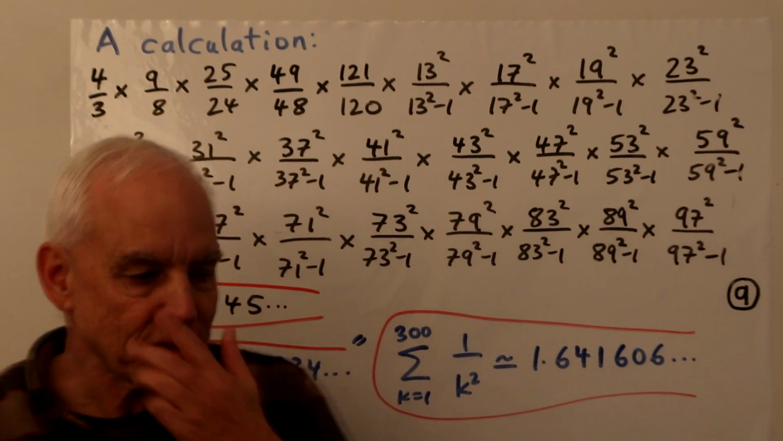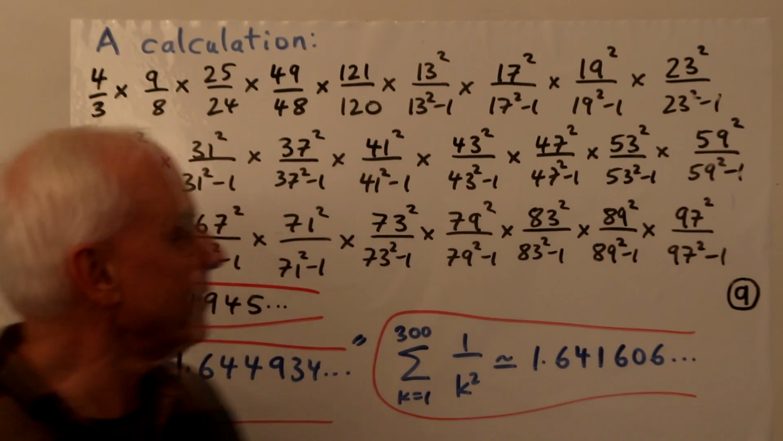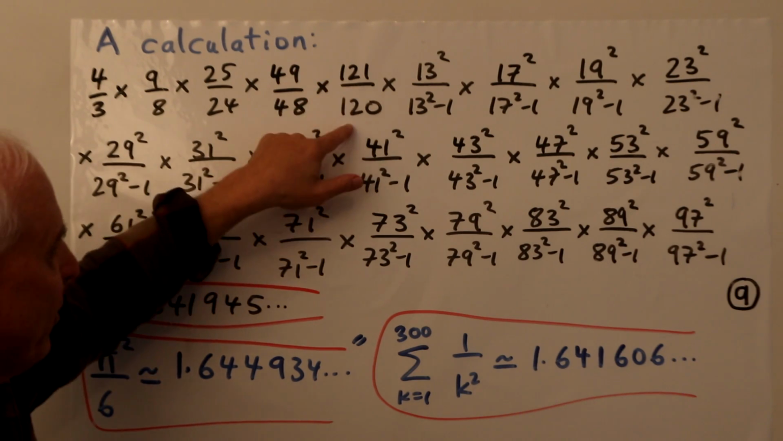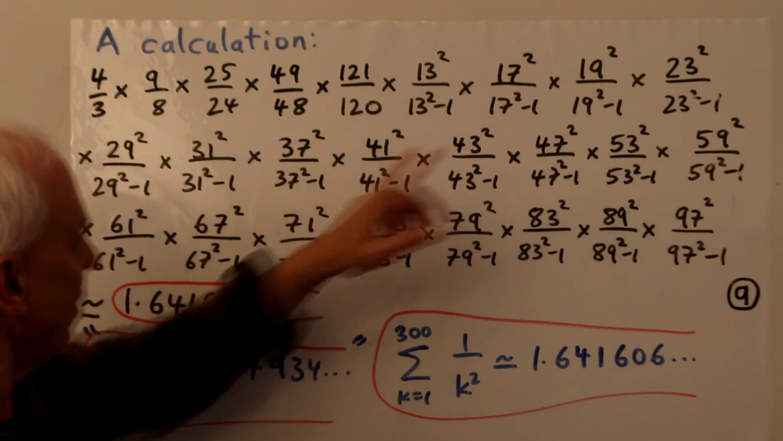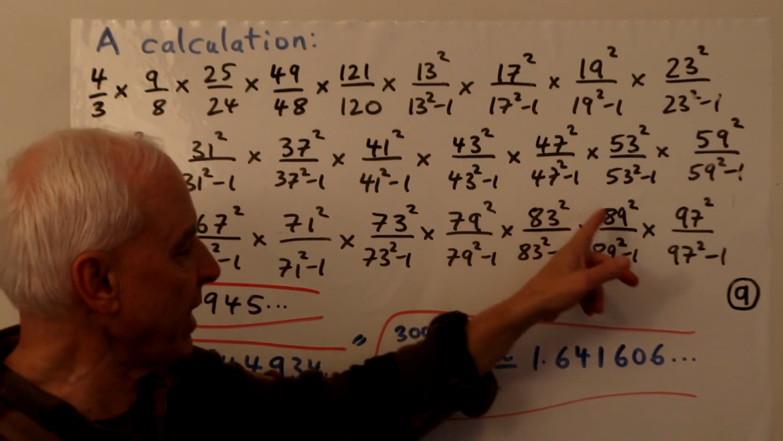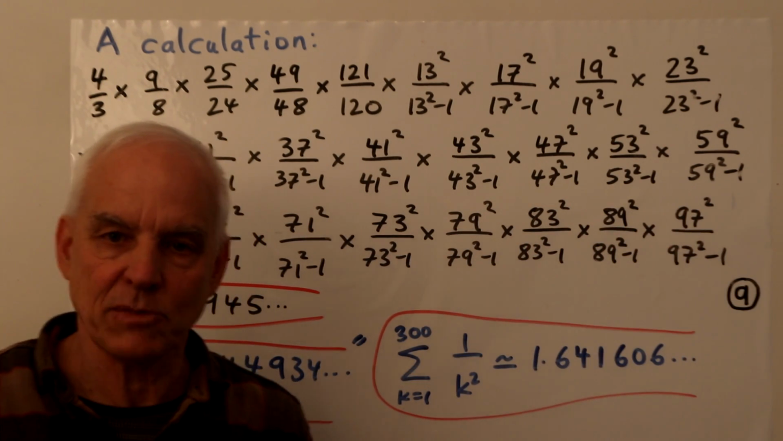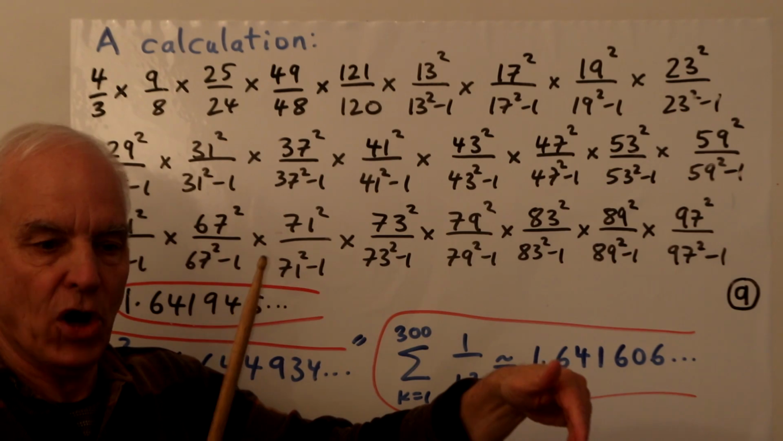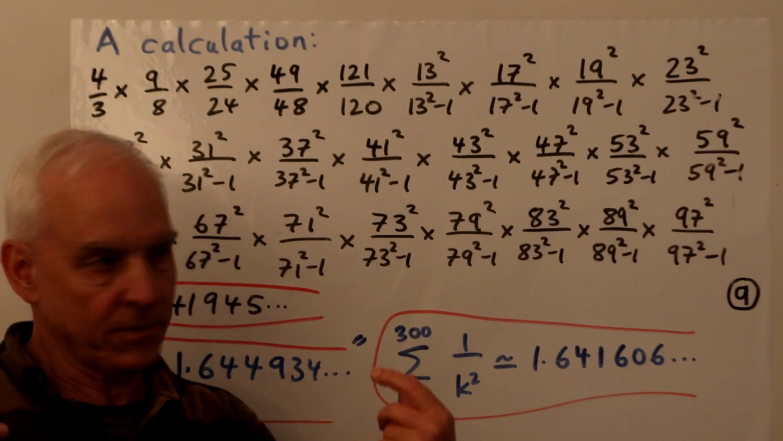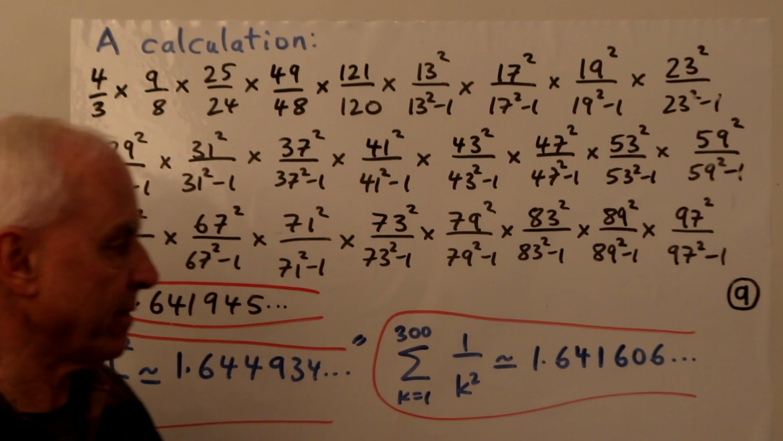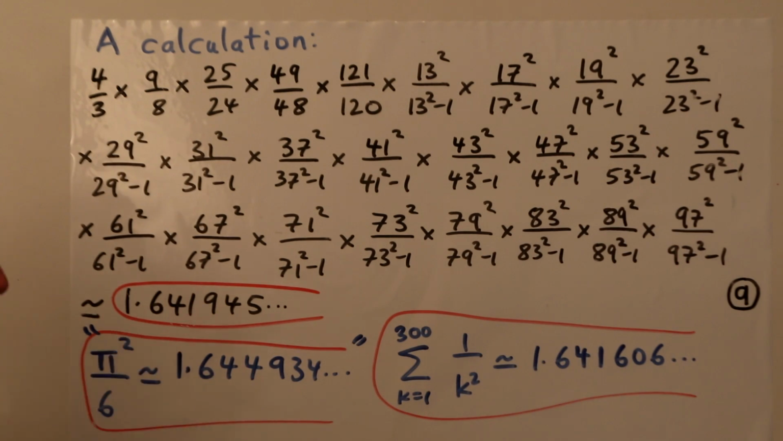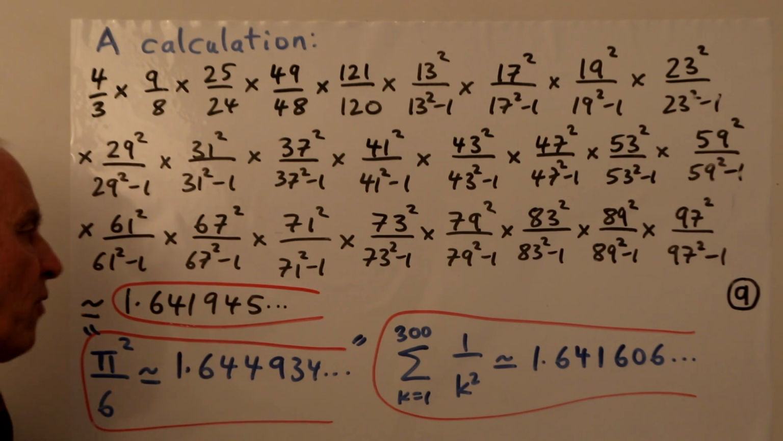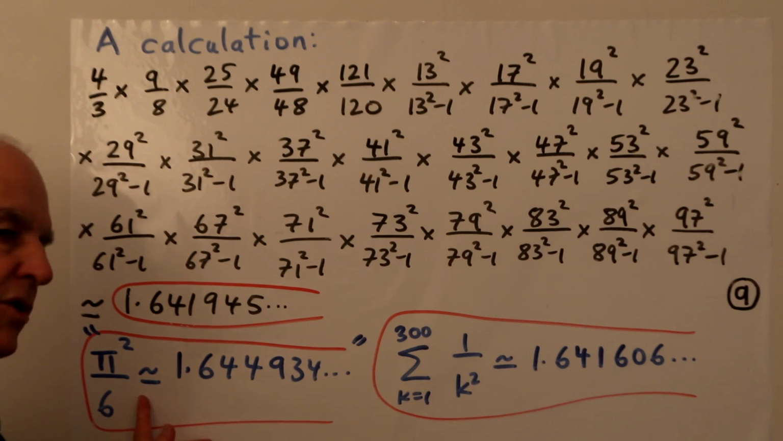Okay? Let's choose the primes up to 100. So 2 squared, 3 squared, 5 squared, 7 squared, and all the numbers less than those. 11 squared, 13 squared, 17 squared, all the way up to 79 squared, 83 squared, 89 squared, 97 squared, the last prime before 100. So that's an initial sequence of the left-hand side of what we were obtaining. And this thing here is a rational number, and we can approximate it numerically. My computer tells me it's approximately 1.641945.